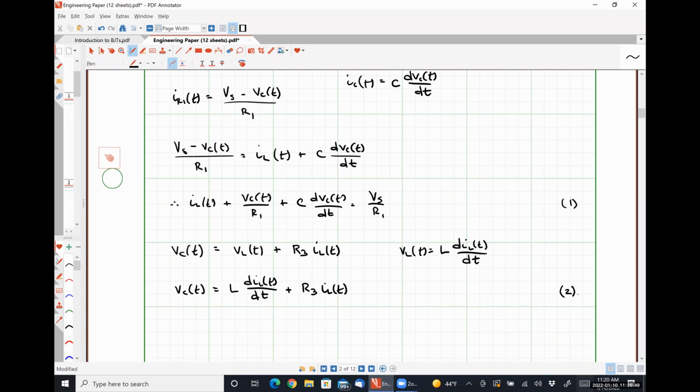And let's look at what we've got here. If I look at equation 1, I have IL of t, something I want, plus Vc of t, where I just figured out how to express Vc in terms of IL and the derivative of IL. So that's kind of taken care of. Plus C dVc by dt. So how do I figure out how IL relates to the derivative of the capacitor voltage? Take the derivative of equation 2, right?